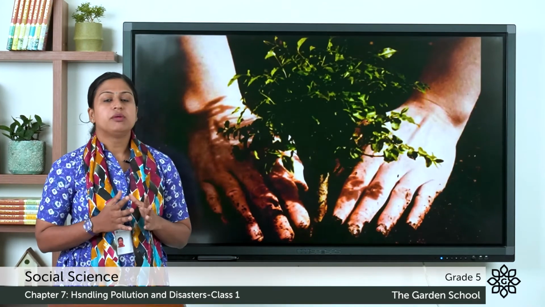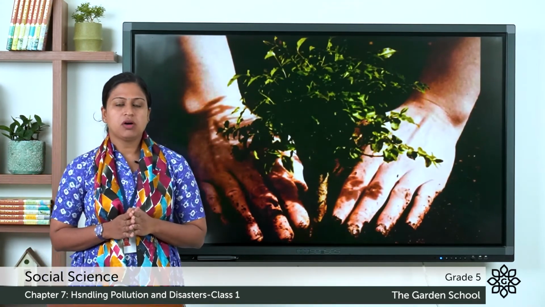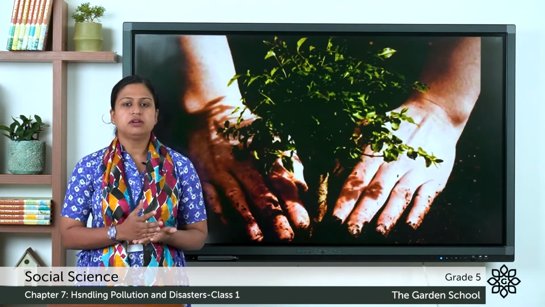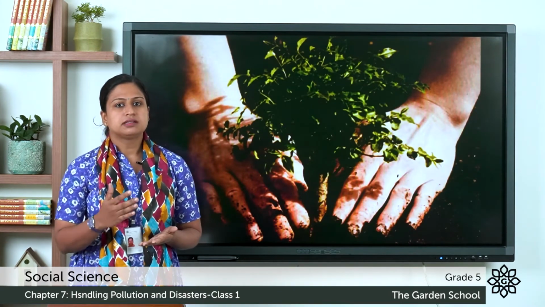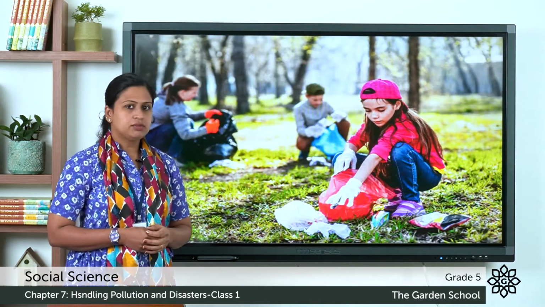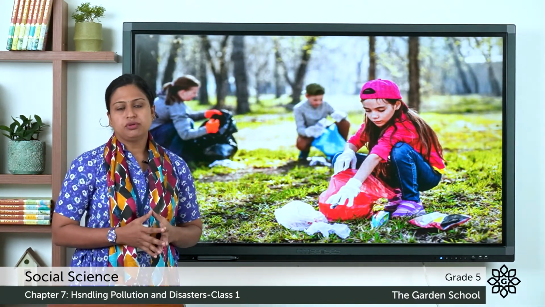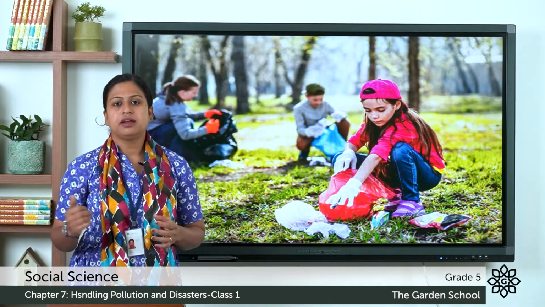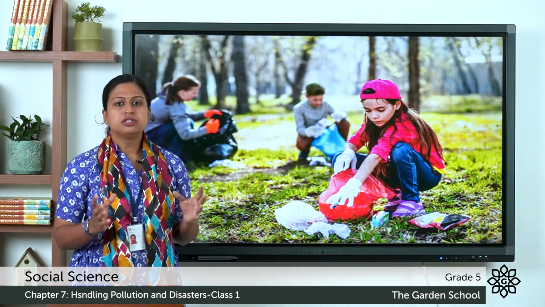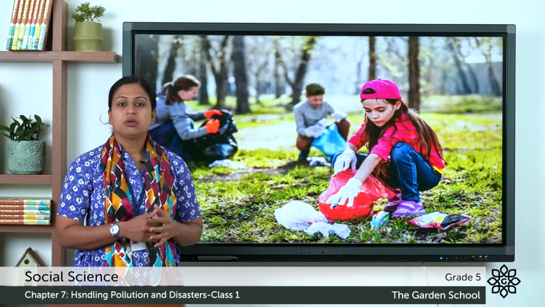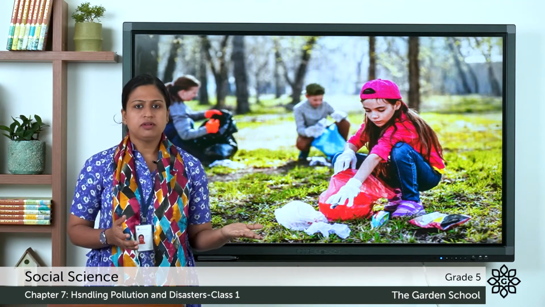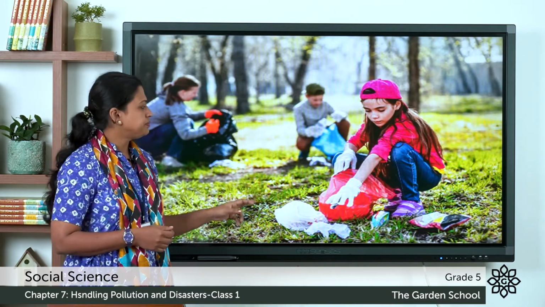We should plant more and more trees because the roots of the trees hold the soil very firmly and prevent soil erosion and landslide. Next one, we should not throw or scatter garbage here and there. We should have a proper dustbin or container to collect this garbage. We can also use dustbins for dry and wet waste.